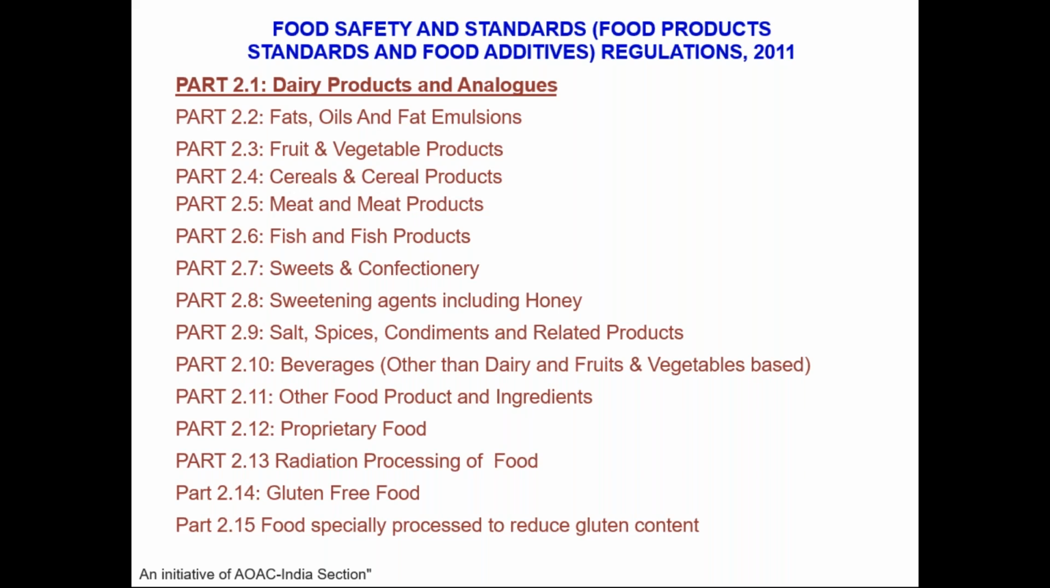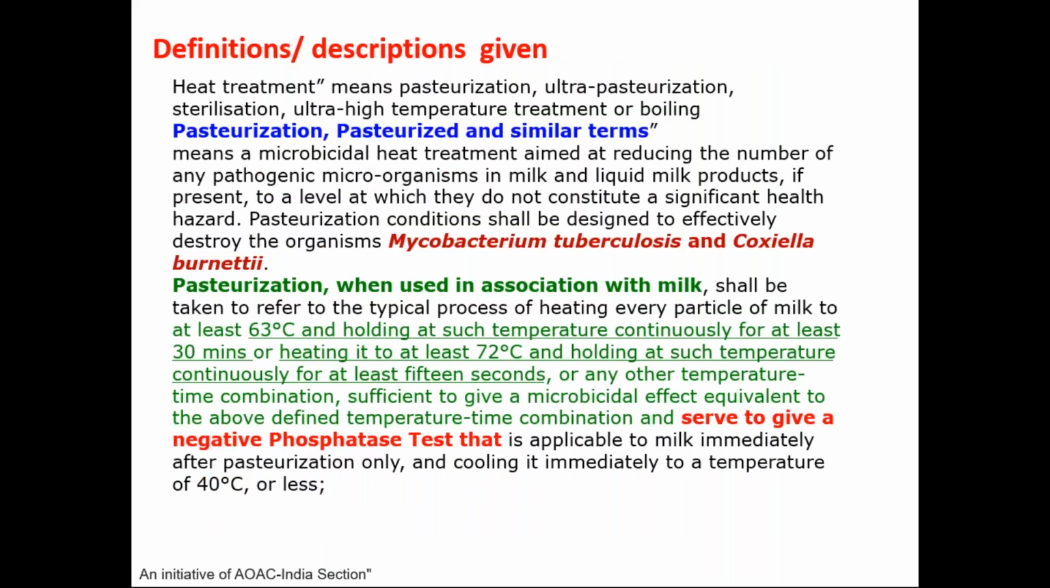Among these, we have got subsections and sub-subsections. If we look at each section, there will be definitions given for each section. These are two definitions which are given for milk and milk products, because in milk, pasteurization is very important and sterilization is very important. So under the milk food product standards, you have the definition for pasteurization.